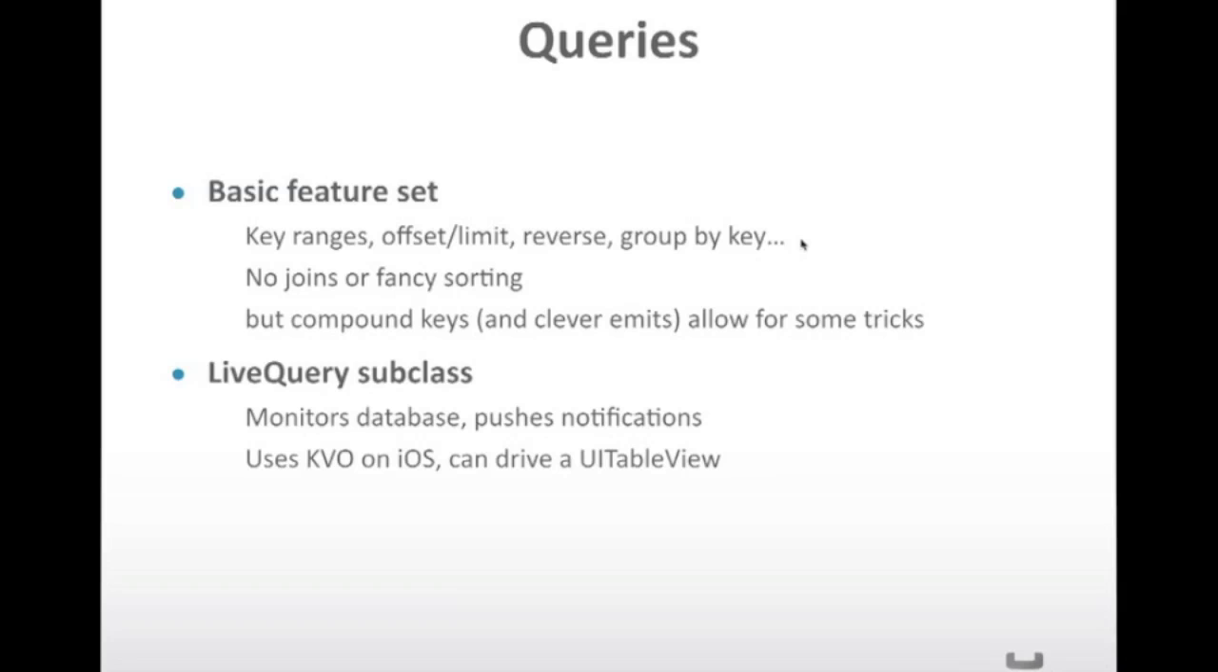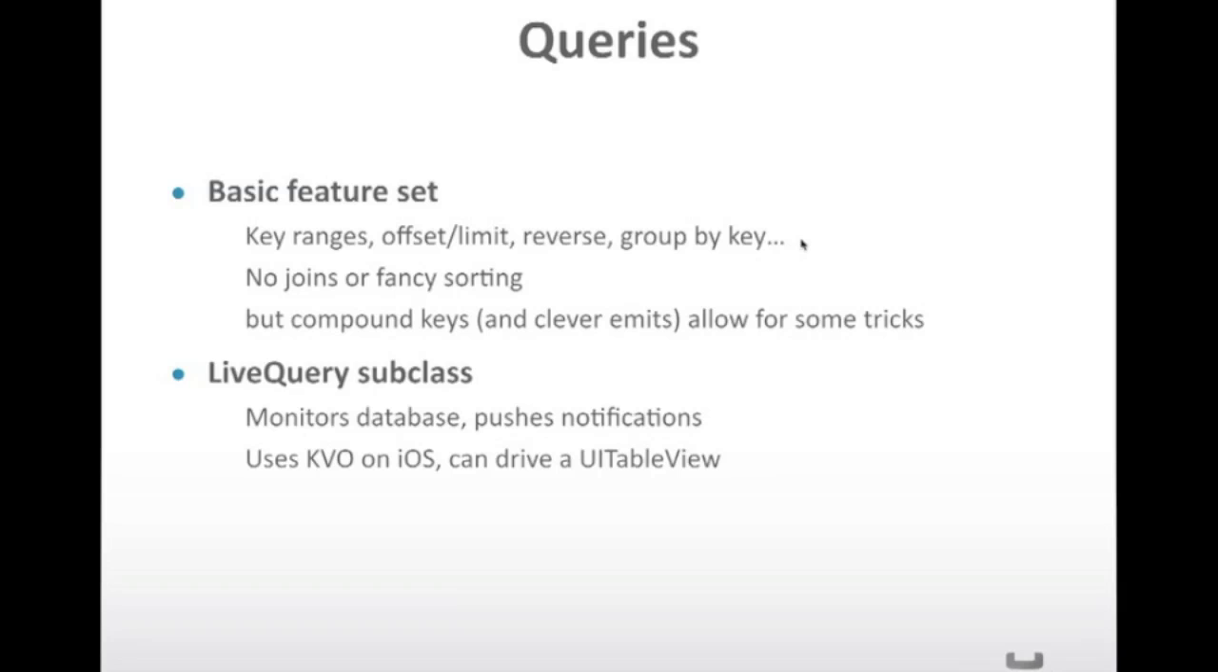There is, as I said, this live query subclass, which is like a query except that it doesn't just hand you back the results and finish. It keeps running for as long as the object exists, and it will monitor changes to the database. So whenever there's a change to the database that updates the result of the view query, then it will send a notification to whoever's listening to it telling them the query is updated. In the iOS version this uses key value observing.